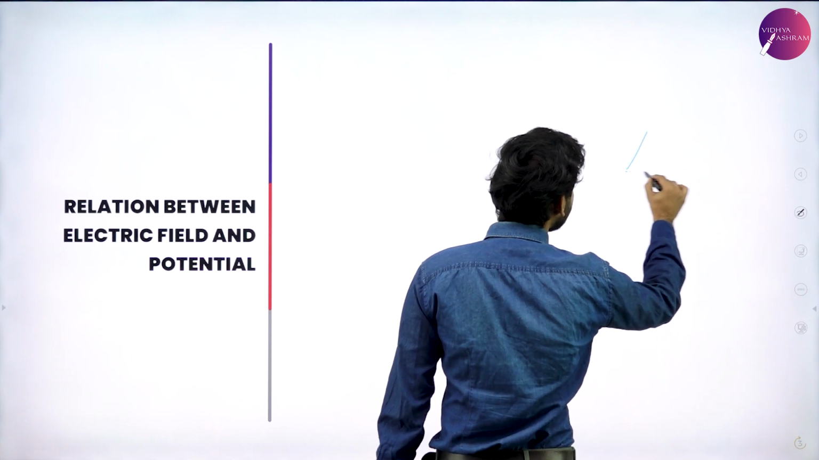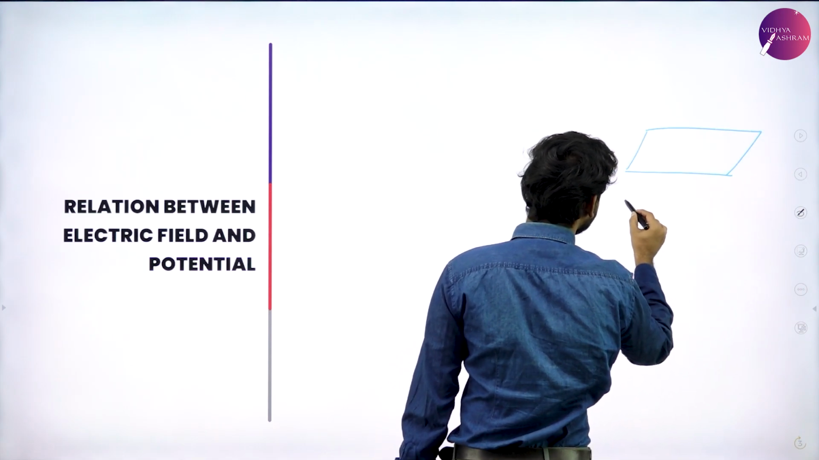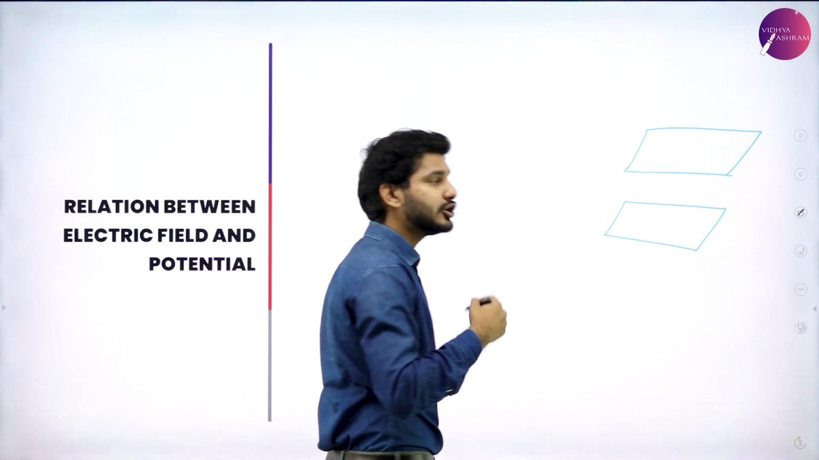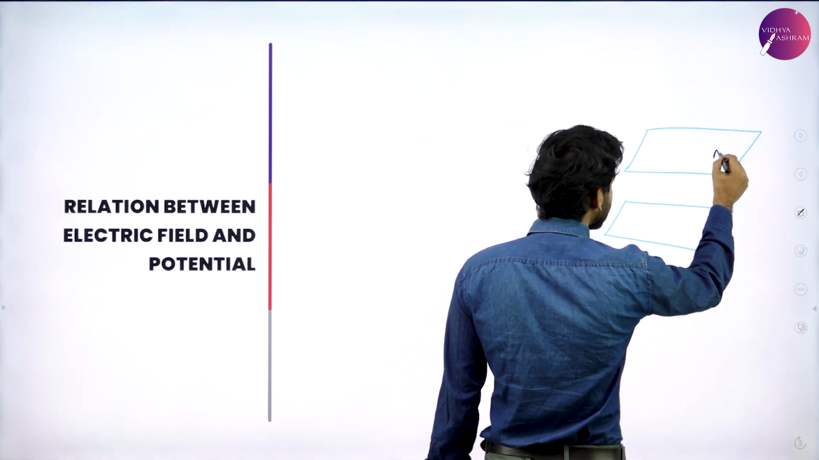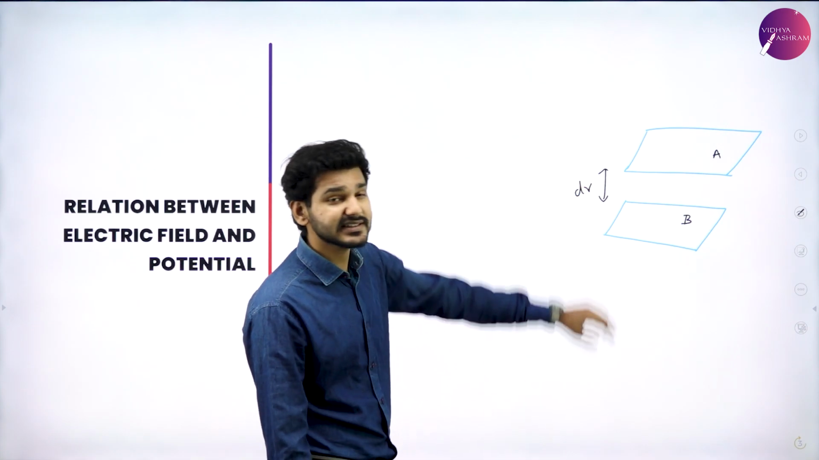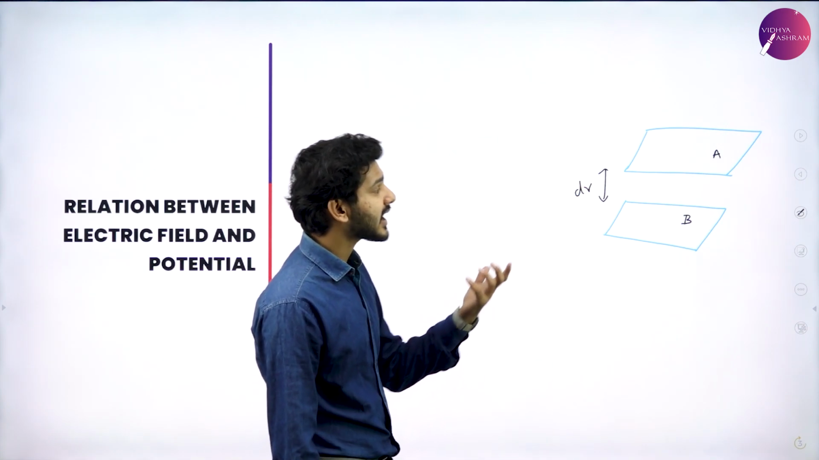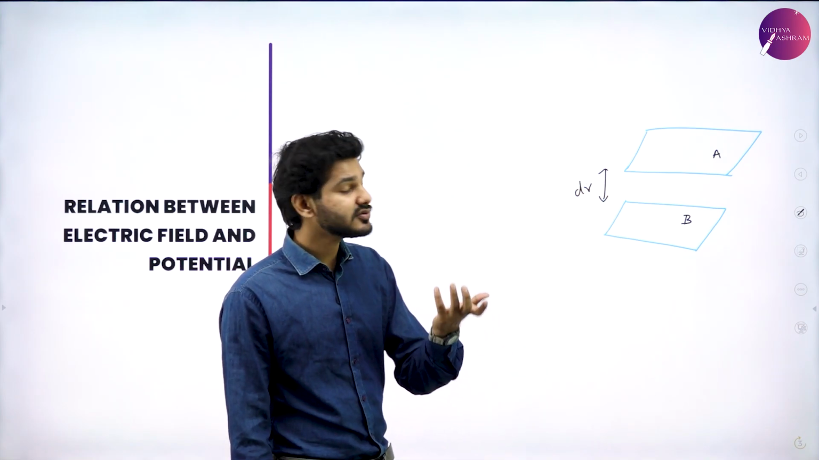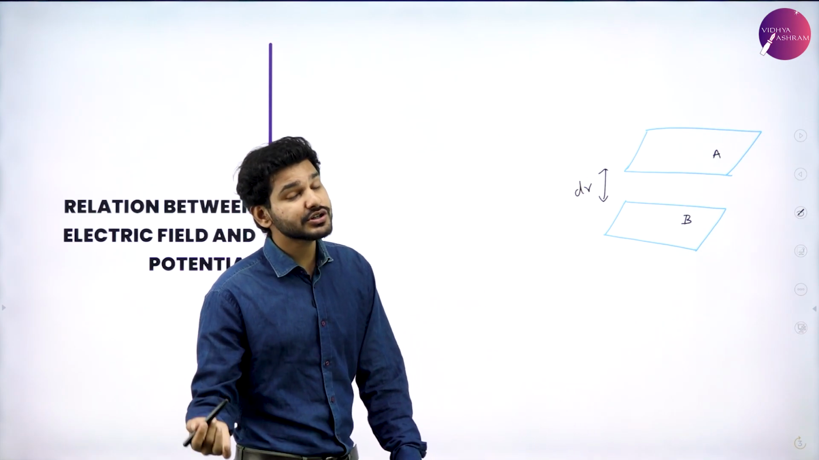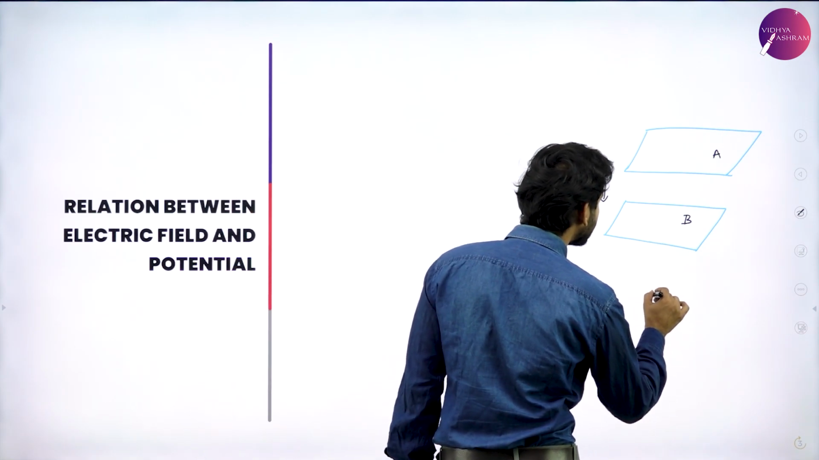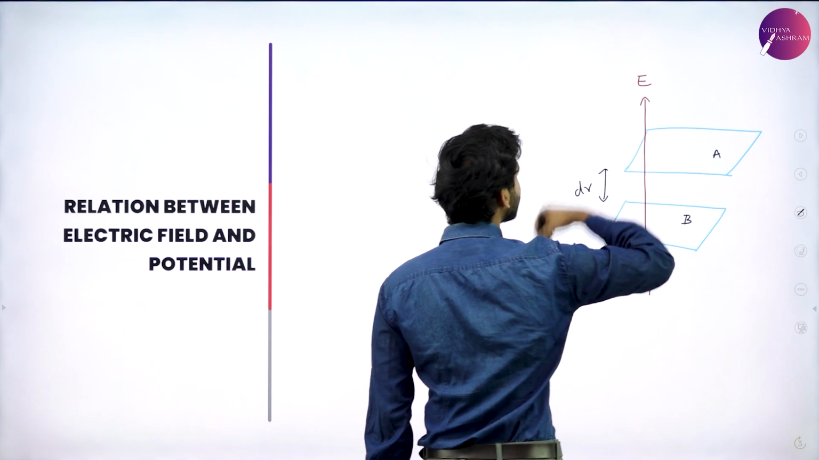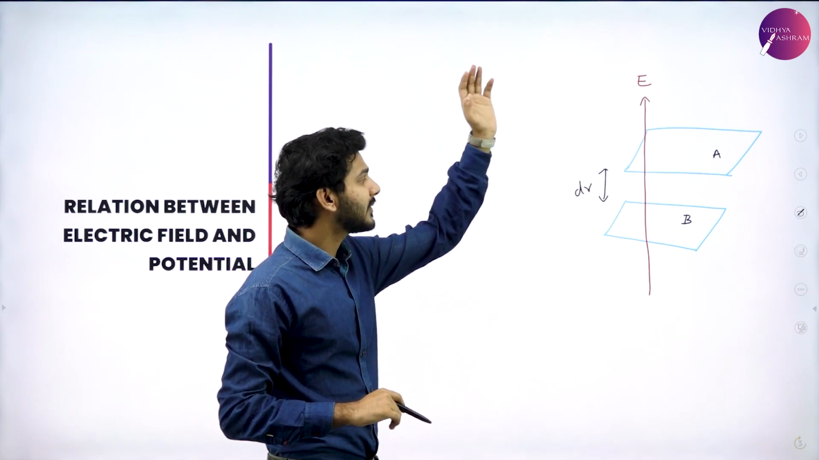So imagine that there are two surfaces like this. Let's say this is surface A and this is surface B. Then the distance between the two surfaces is given by a small distance, which is dr. The two surfaces are separated by a distance of dr. And the next consideration is that the electric field in this particular case is in the direction perpendicular to the planes we have taken.